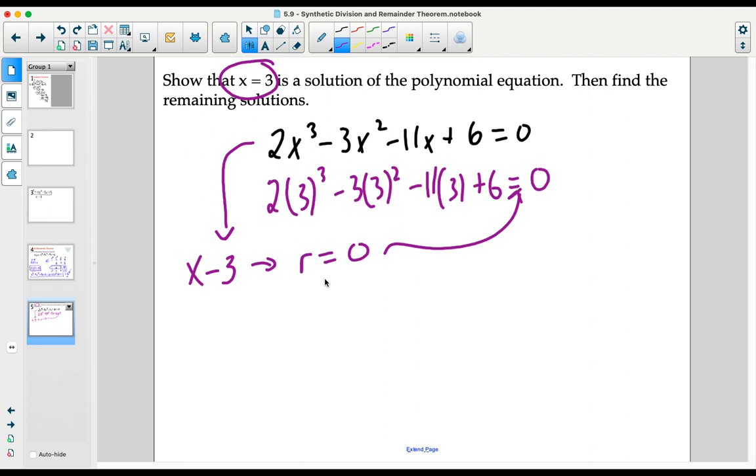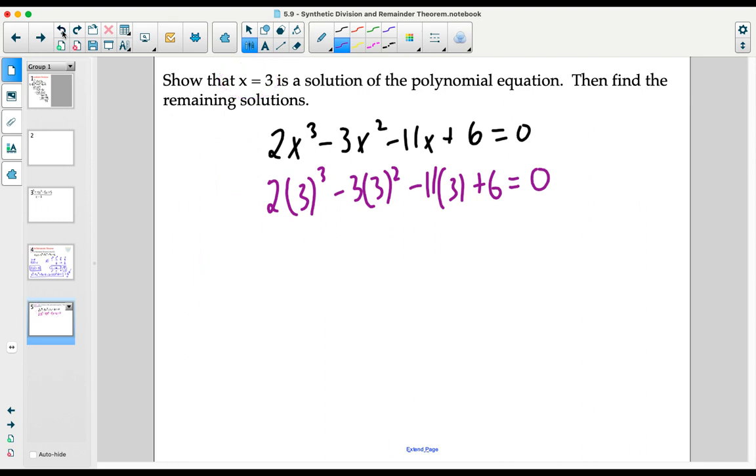So understanding that, we can see that there's an equivalence between being a solution and your quotient having a remainder of 0. So understanding that, if we don't want to go through the trouble of substituting in numbers for x, we can go through the trouble of doing some synthetic division, working through a factorization, and finding the solutions from that.